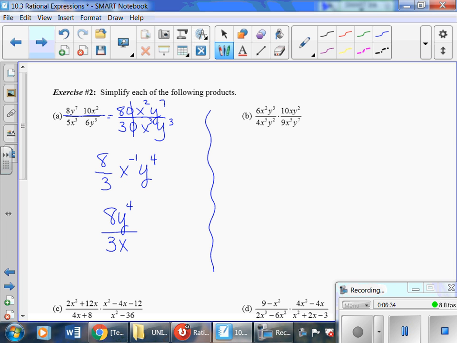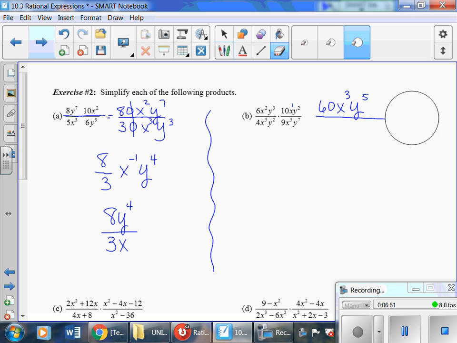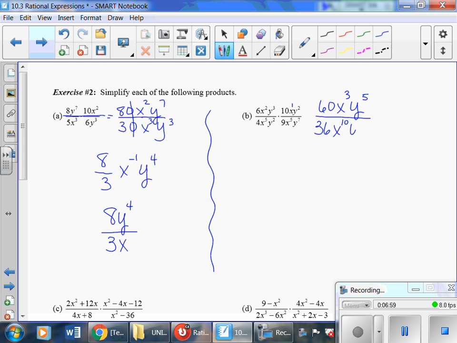We're looking at B now, and you can do this the same way we just did A. Multiply straight across your numerator. So we get 60, x, remember this is x to the 1st, so we have x to the 3rd, y to the 5th. With me so far? Okay, so 4 times 9 in my denominator is 36, x to the 10th, y to the 9th, just added my exponents. And now we're going to simplify.